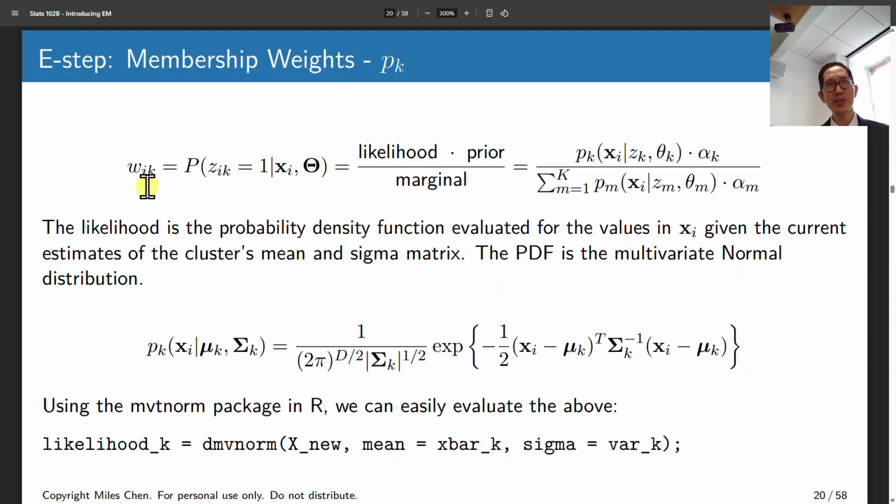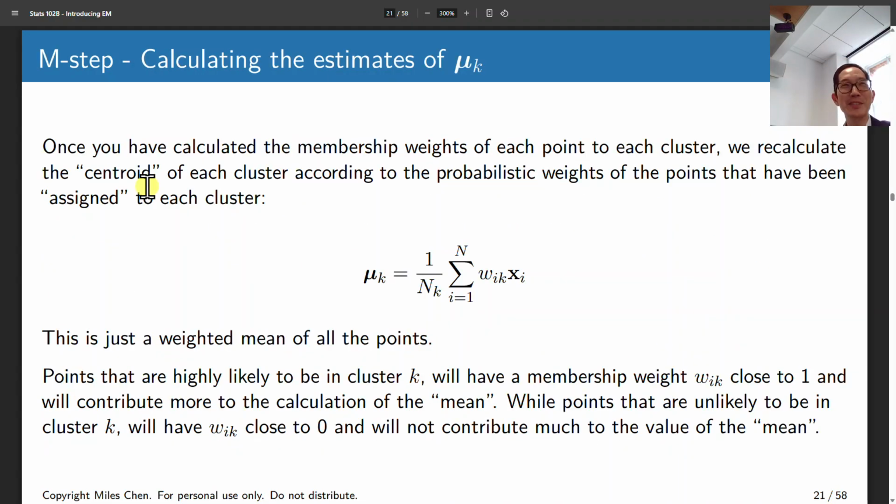I'm going over this quickly because I'm assuming we feel okay with our Bayes classifier, like we did it in the homework. So it's pretty much that. We're using a Bayes classifier to assign these things, and then once you have your membership weights assigned, now we have to update our mean and our variance estimates of each cluster.